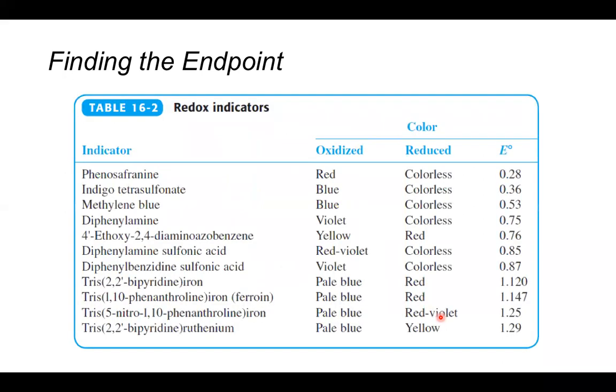So here are some redox indicators when we're finding the endpoint. We have phenosafranine, indigo tetrasulfate, methylene blue, diphenylamine, and you can see some of the color changes. Some of them go from colored to colorless. Usually when they're in reduced form, they're going to be colorless. Usually they're not going to be colorless in their oxidized form. And here we can see the standard potential for each one of these indicators.